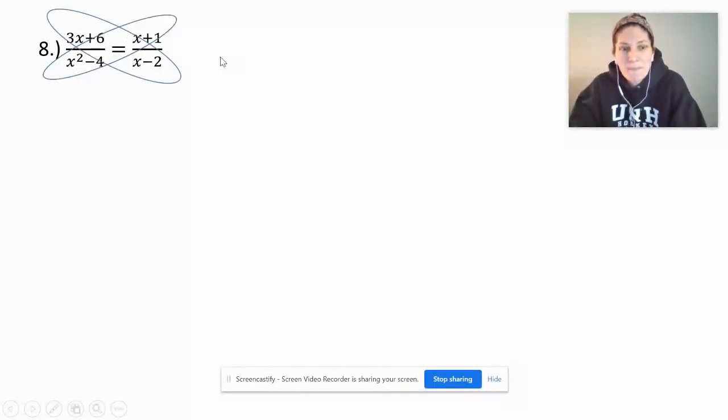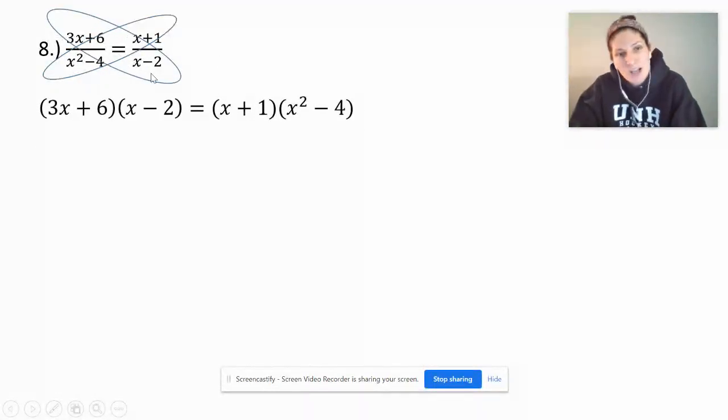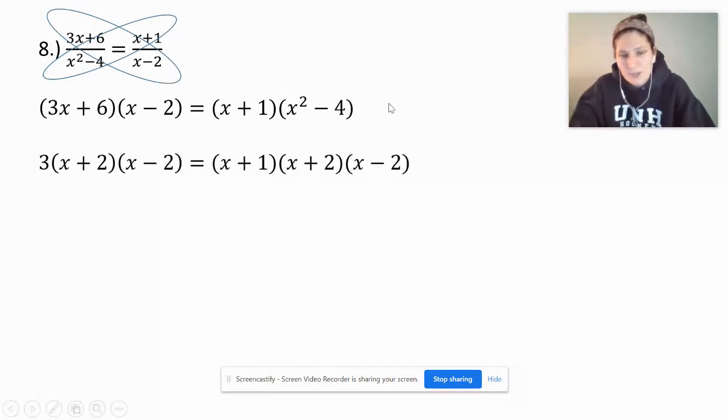So I'm going to do that. I'm going to set the first cross product equal to the other cross product. When I look through here, I see a bunch of things that I can factor. So I'm going to approach it that way. So in this first parenthesis, I can pull out a 3. And when I look at x squared minus 4, I can factor that as the difference of 2 squares. So I'm going to do that.